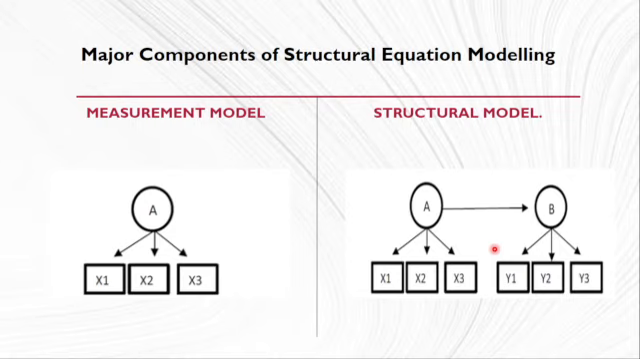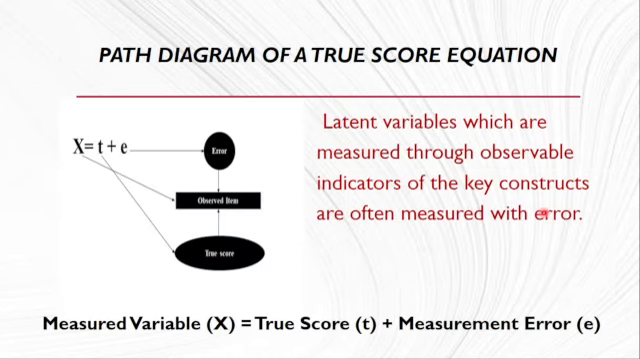After running the SEM analysis, at this stage, you will have a t-value. If you find the empirical t-value to be larger than the critical t-value, the null hypothesis gets rejected. That is how we proceed to the analysis part. And you see here the path diagram of a true score equation. As I already told, the special nature of SEM is that it is able to find the relationship among latent variables and observed variables.